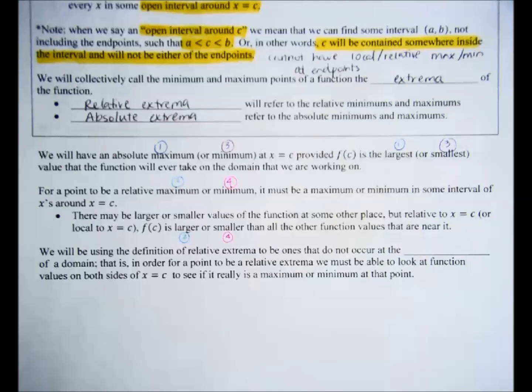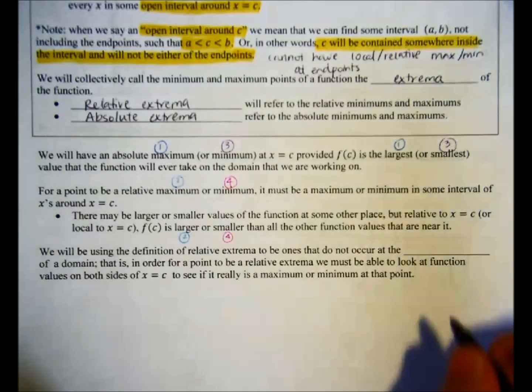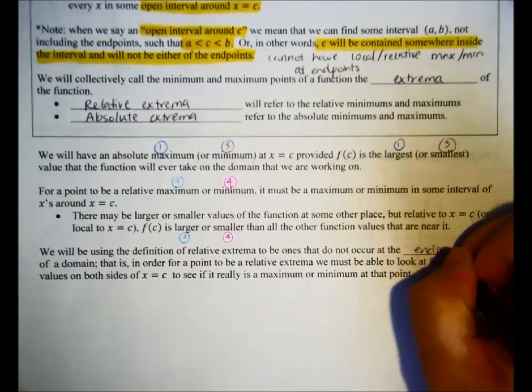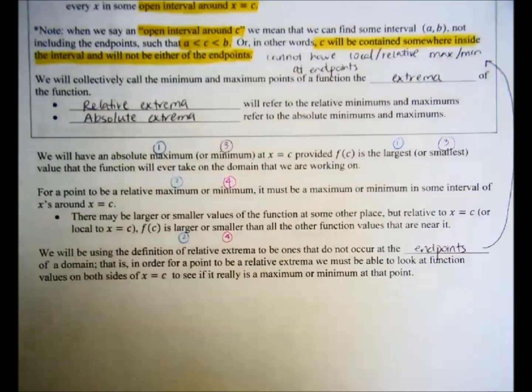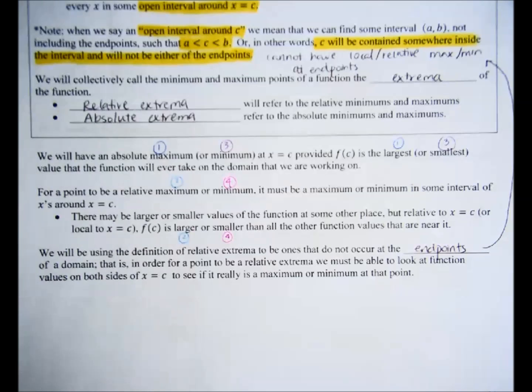Okay, and just one more time, we're going to be using the definition of relative extrema to be the ones that do not occur at the endpoints of a domain. So that just relates back to what I wrote up here. So that means that in order for a point to be a relative extrema, you have to be able to look at function values on both sides of x equals c to see if it's really the max or min at that point. Okay, let's move on to the next page.